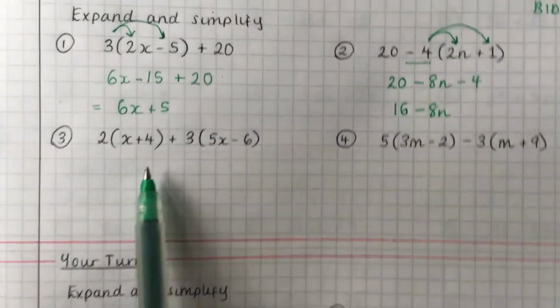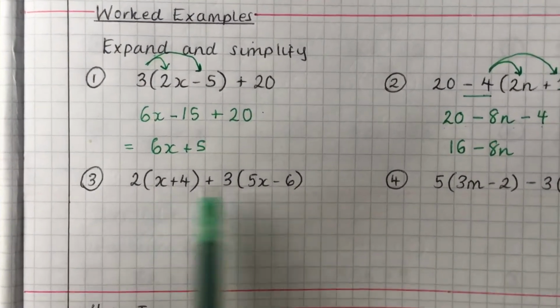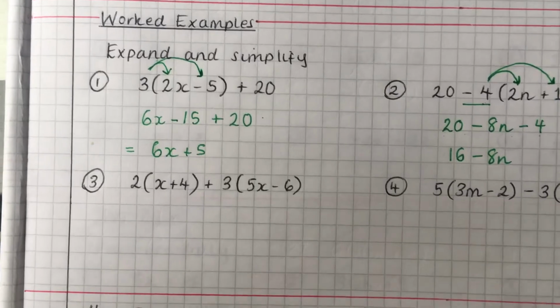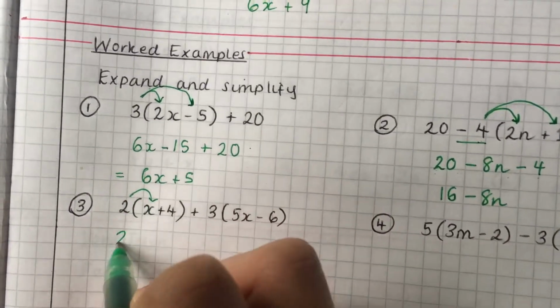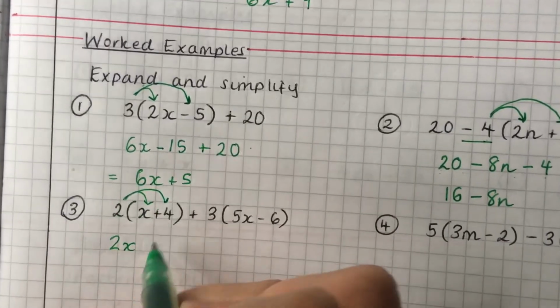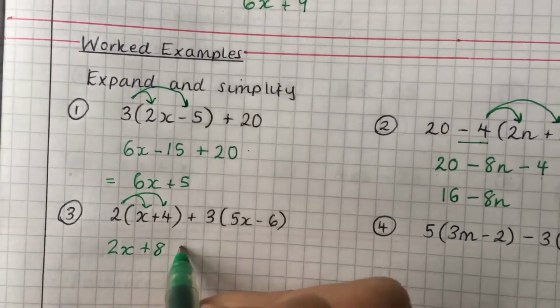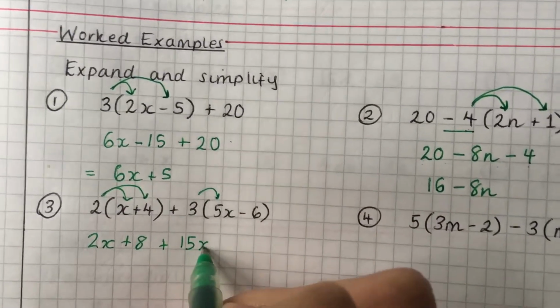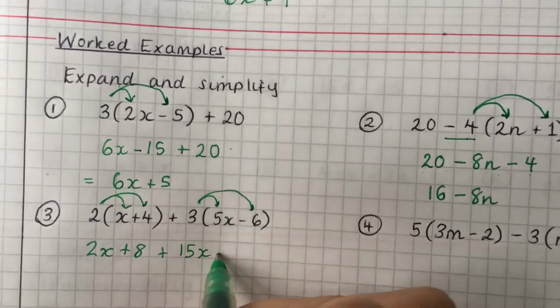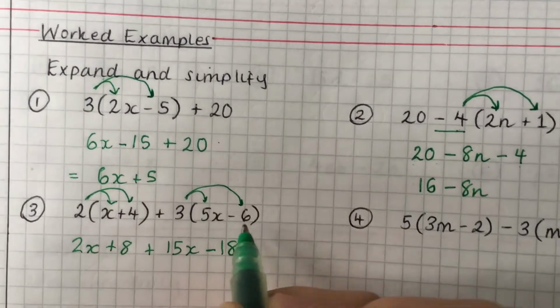Okay, next question. So this time we've got 2 sets of brackets, but we just do the same thing that we've done before. So in 2 different stages, we're going to do 2 times x is 2x, and 2 times 4 is 8. And then we're going to put 3 times 5x is 15x, and 3 times minus 6 is minus 18. Don't forget that minus.